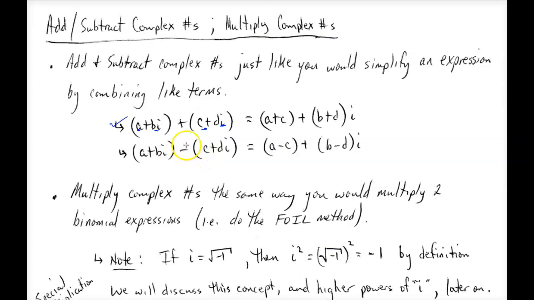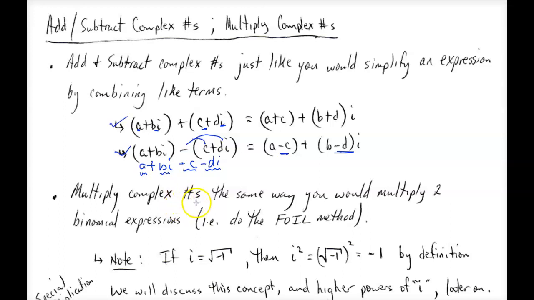Whenever we are subtracting, notice that we have to distribute the understood -1 first, and we'll end up with A plus BI minus C minus DI. And then here, the A and minus C go together, and the B and the minus DI go together here. And that's pretty much it when it comes to adding and subtracting complex numbers.